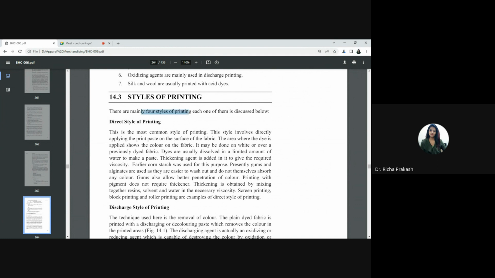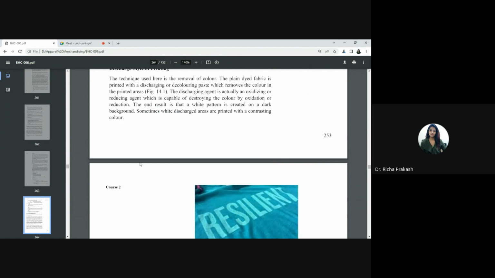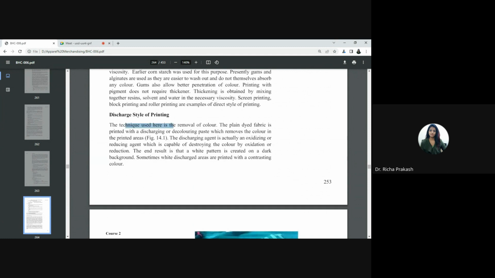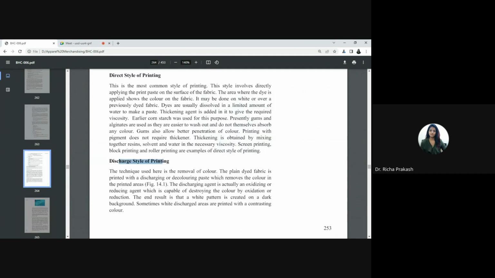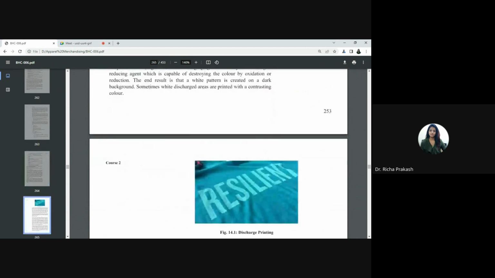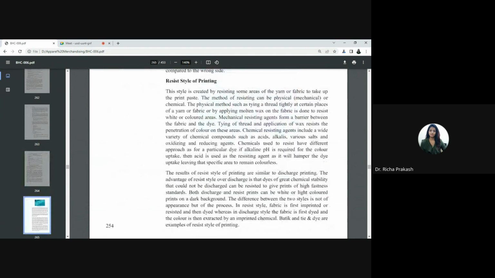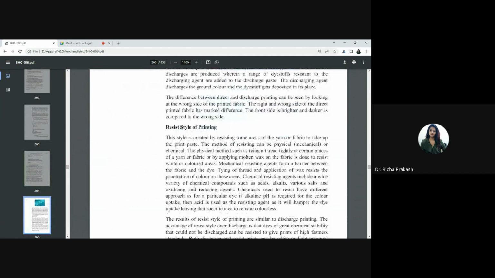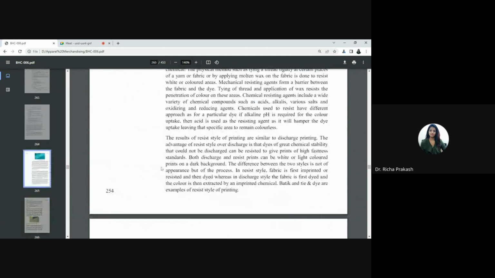Mainly they are divided into 4 styles: direct style, discharge style. Now batik comes under your discharge style. Block printing will come under direct printing, the direct style of printing. I'll just tell you what it is. Resist, again batik will come into resist also, and then dyed style of printing.